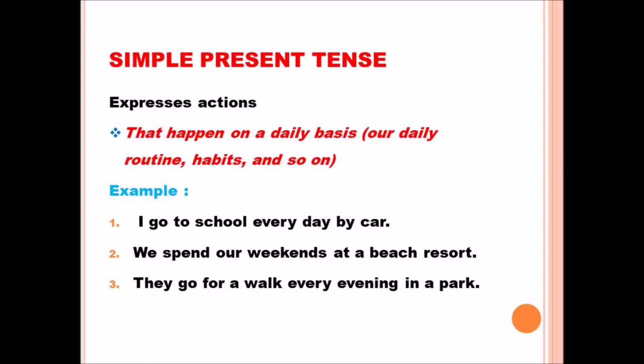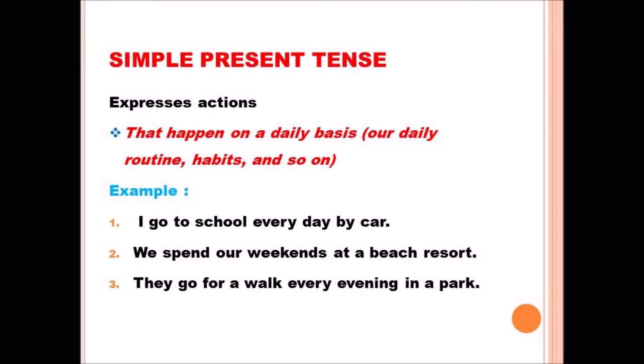Before starting the topic, let us see what is tense. Tense denotes the time when the action is performed. There are three types of tense: present, past, and future. It denotes when the action is done, whether it is happening now, happened before, or is going to happen then, that is in the future.